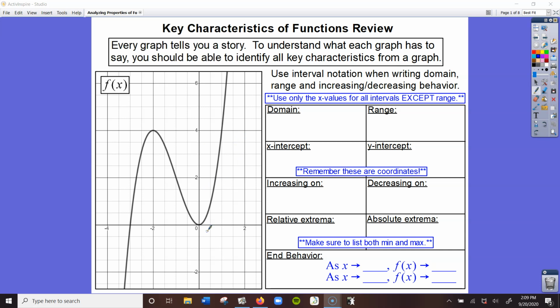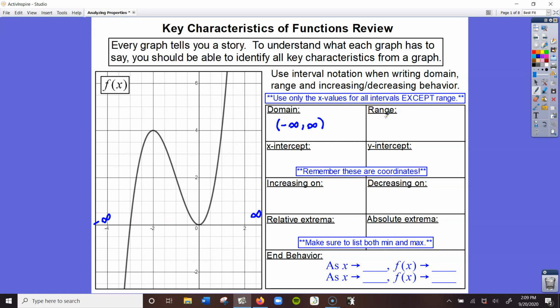So if we look at this particular graph, we see that it does open to the left forever, which is to indicate that it would start at negative infinity. And then if I continue reading the graph from left to right, there are no breaks in between, and it opens to the right forever, which is positive infinity. So the domain of this particular graph would be from negative infinity to positive infinity.